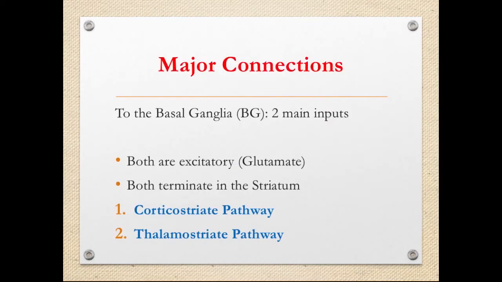So we can conclude this part by saying the basal ganglia has got two main inputs and both are excitatory. What are those excitatory inputs to the basal ganglia? One is corticostriate pathway directly from the cortex. Second is thalamostriate pathway. Thalamus also sends few of the connections directly to the striatum, and both of them are excitatory.